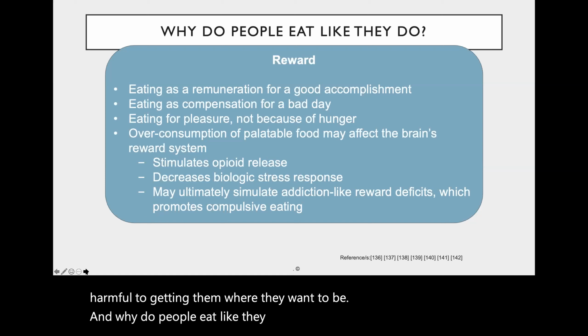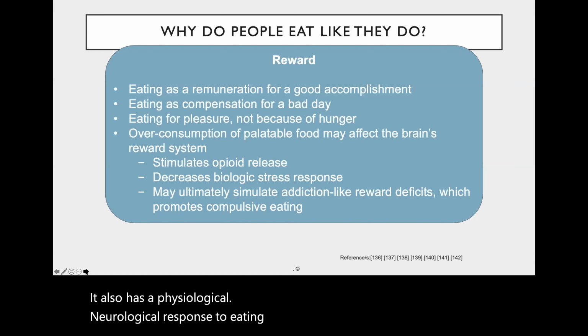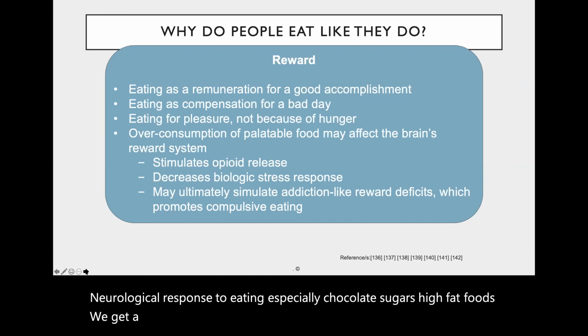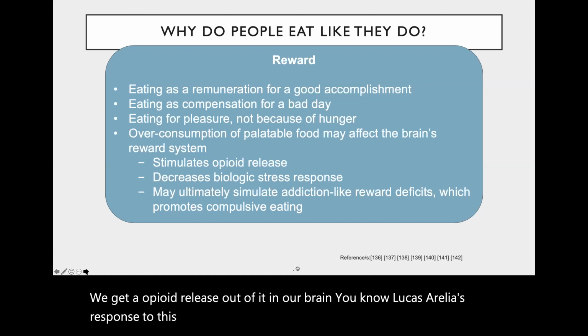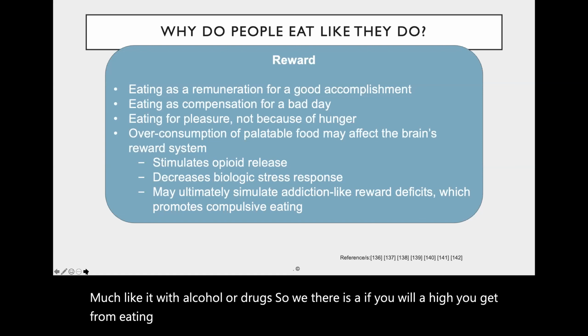And why do people eat like they do? More rewards, a lot of this. It also has a physiological, neurological response to eating, especially chocolate, sugars, high-fat foods. We get an opioid release out of it in our brain. The locus ceruleus responds to this very well, much like it would to alcohol or drugs. So there is, if you will, a high you get from eating that piece of cake. It really does have a neurotransmitter-connected response.